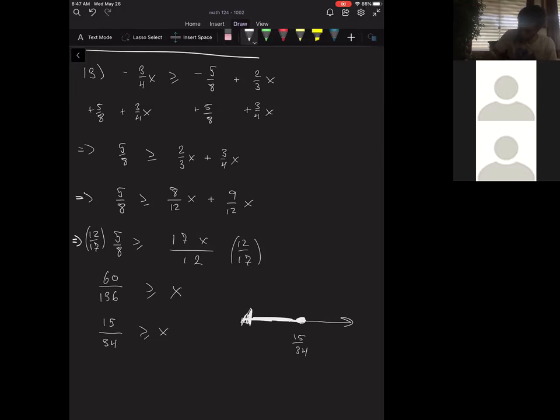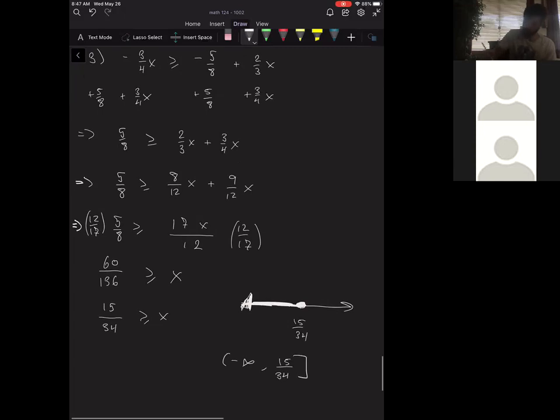If we put that into an interval, we'll have minus infinity all the way up to 15 over 34, and a bracket because we have the closed dot. So these are all the same answer, just written in different ways.